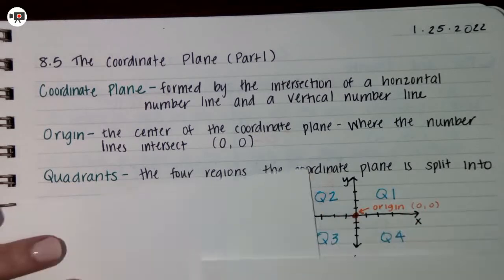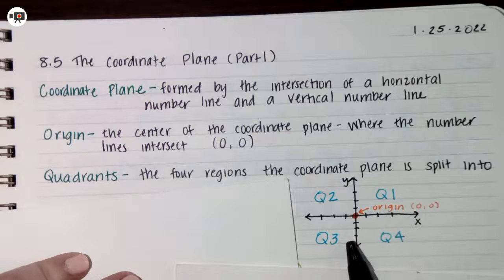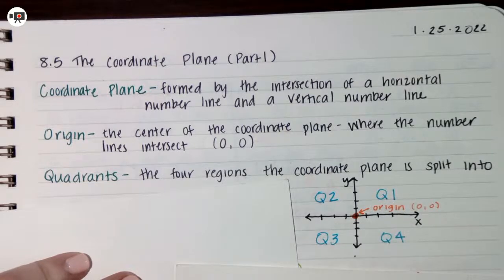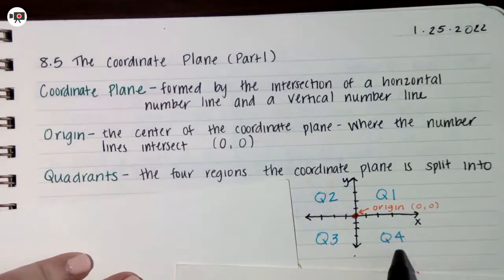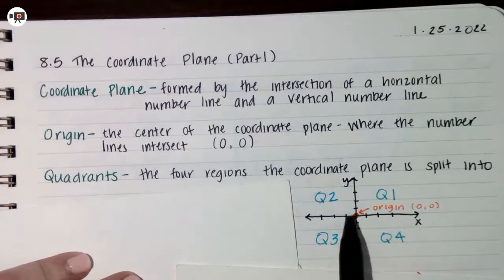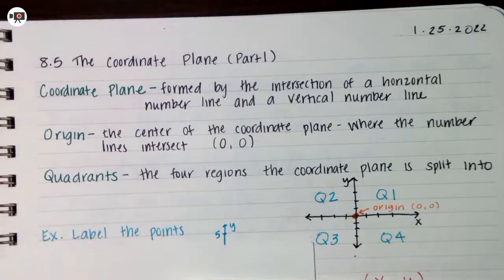So you can see here we have a coordinate plane, a vertical number line and a horizontal number line, and they are split into 4 sections. We call these quadrant 1, quadrant 2, quadrant 3, quadrant 4. They are always labeled in this order. And the origin here is the center, which is 0, 0.